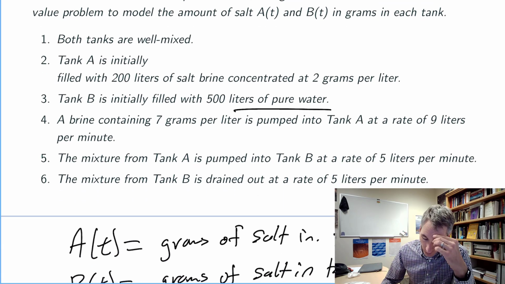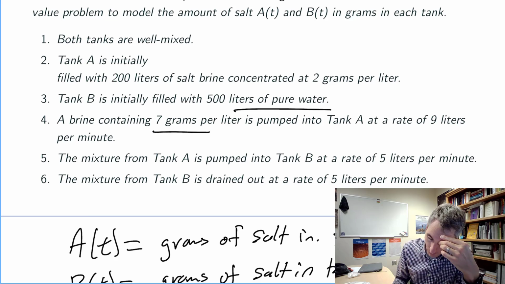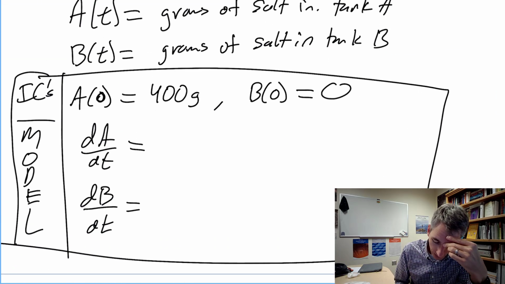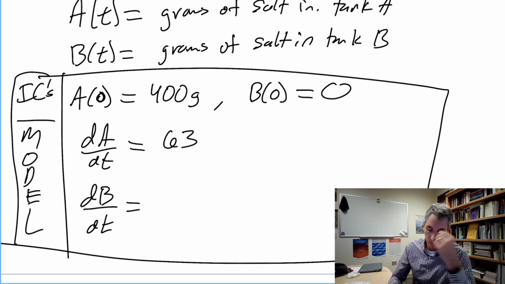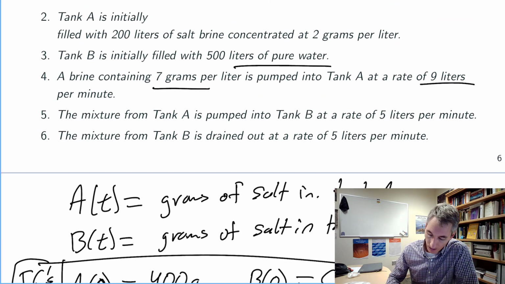Brine containing 7 grams per liter is pumped into tank A at a rate of 9 liters per minute. 7 grams per liter, 9 liters per minute. That's brine water coming in. 9 times 7 is 63. So every minute we're getting 63 grams into tank A.